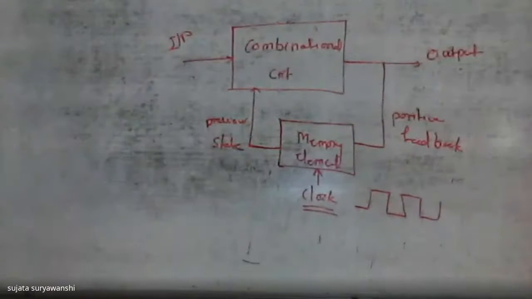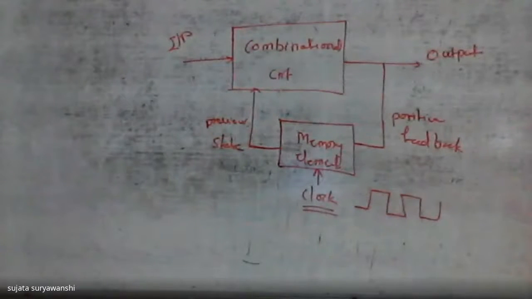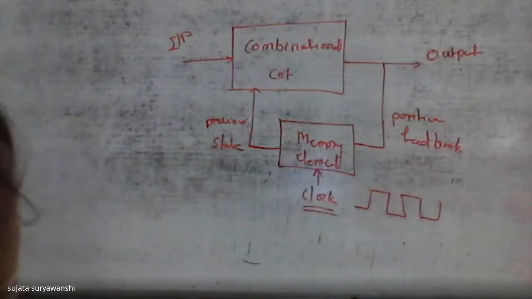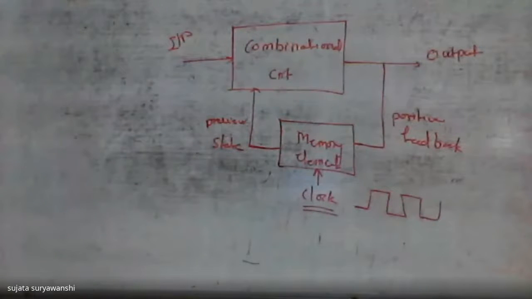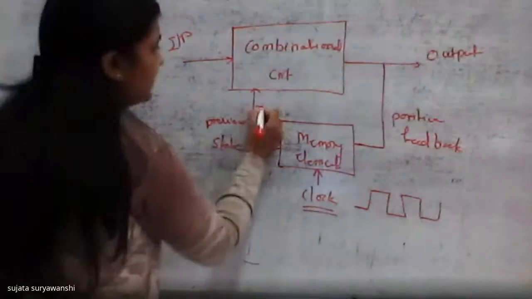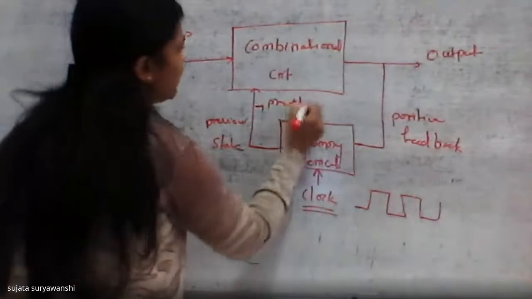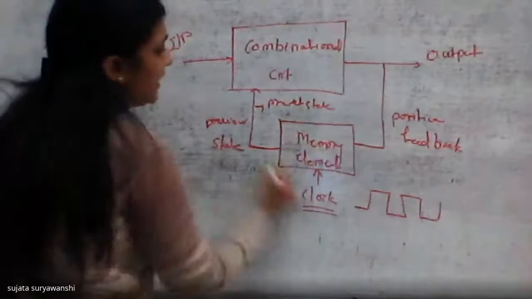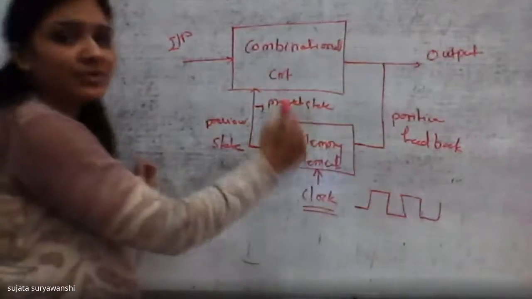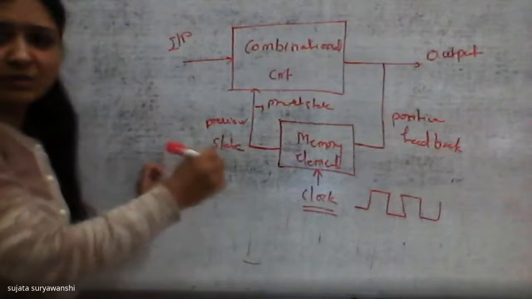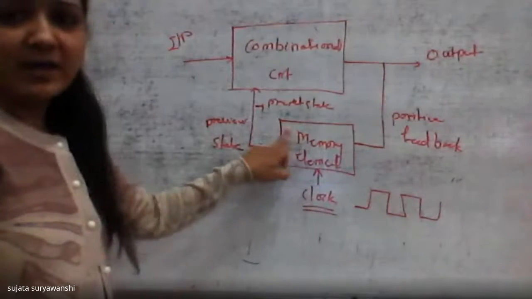Write down the next definition, that is next state. The combinational circuit operates on the external input and the present state to produce new outputs. It is called the present state because at any instant of time, whatever data the memory is storing is known as the present state.